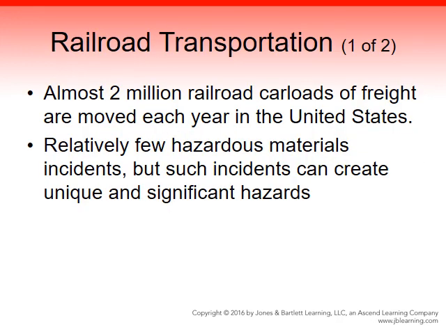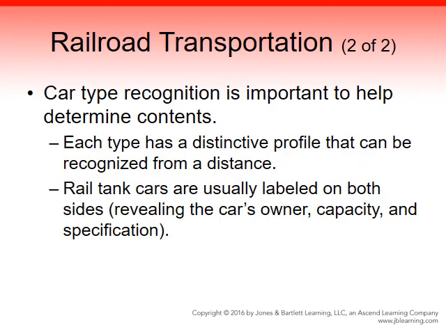Rail transportation. Almost 2 million railroad cars of freight are moved each year in the United States. It does have relatively few hazardous material incidents that occur. But some instances can create unique and significant hazards. Car type recognition is important to help determine the contents. Each type has a distinctive profile that can be recognized from a distance.